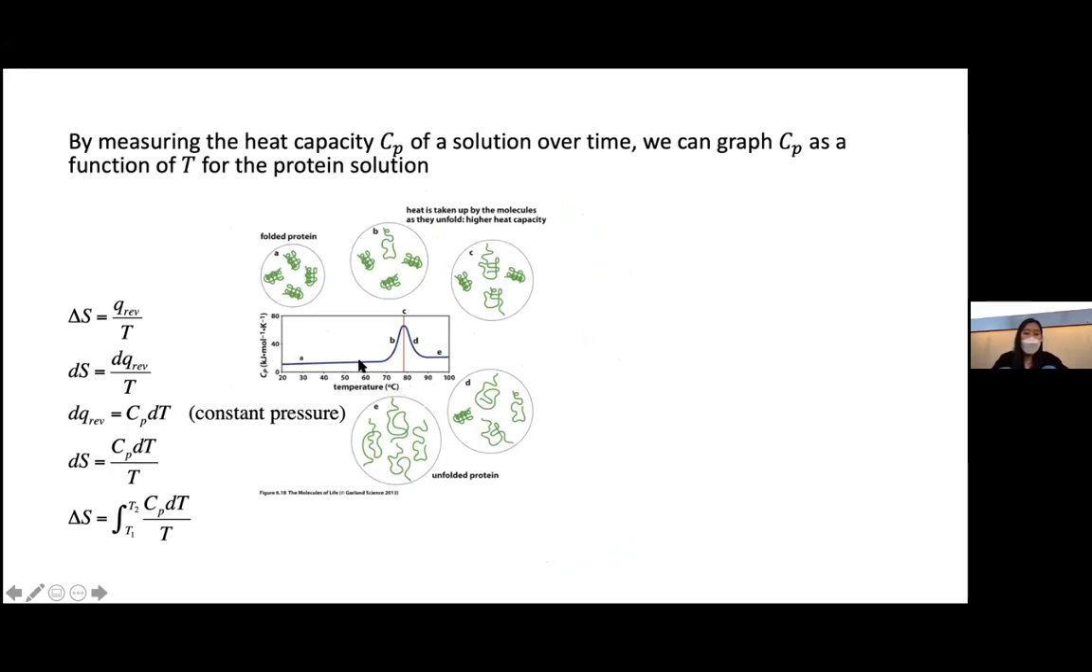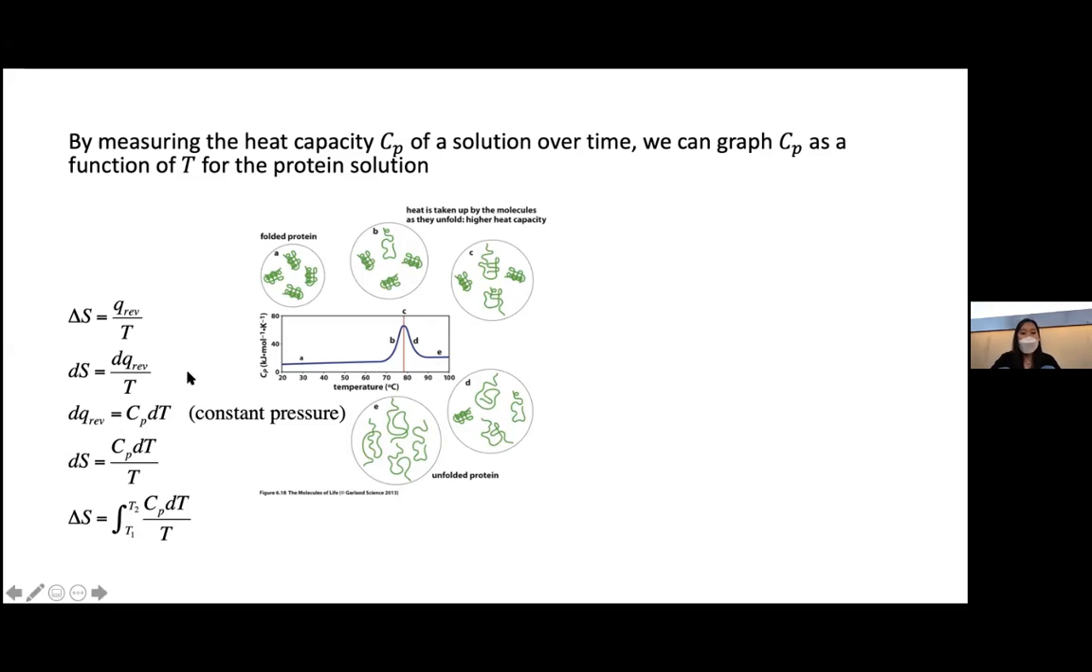And you can find the area under this graph to get the total amount of heat taken up by the solution because of this equation right here. So a change in the heat taken up is equal to heat capacity times a change in temperature. So if you integrated this, the total amount of heat taken up is equal to the integral of the heat capacity times dT.